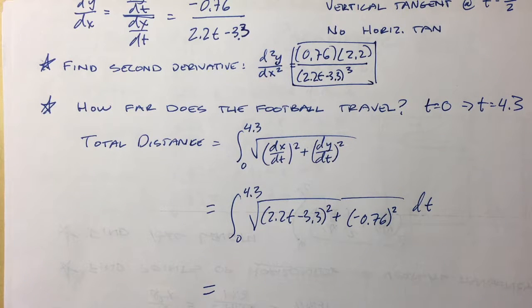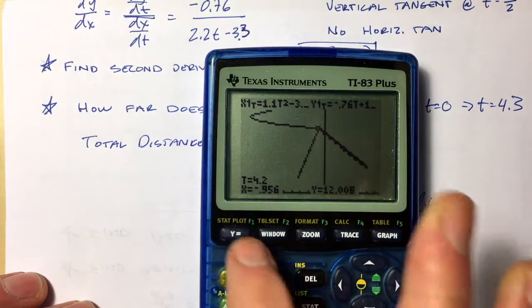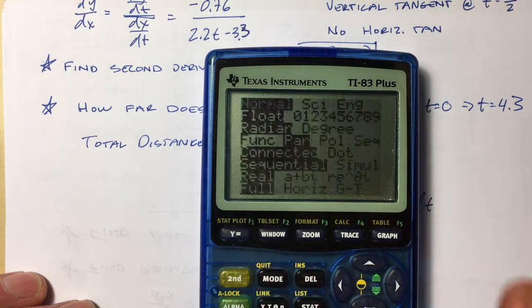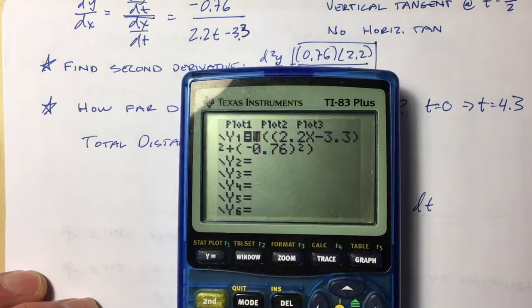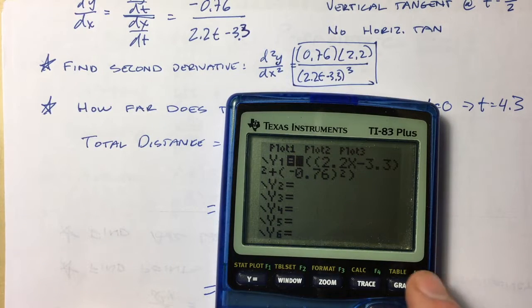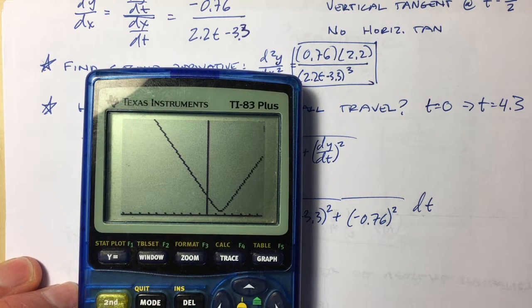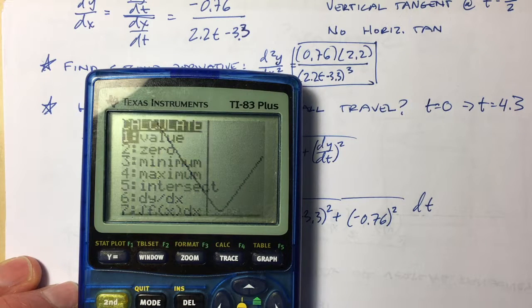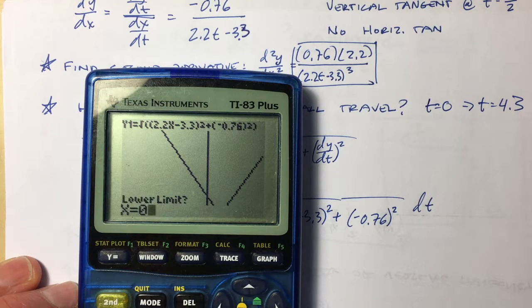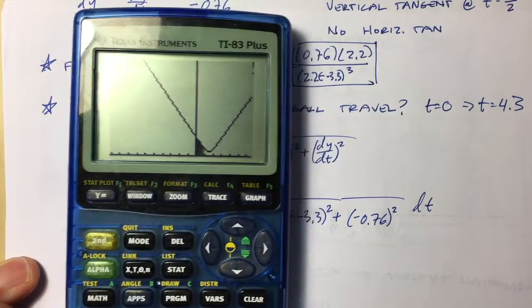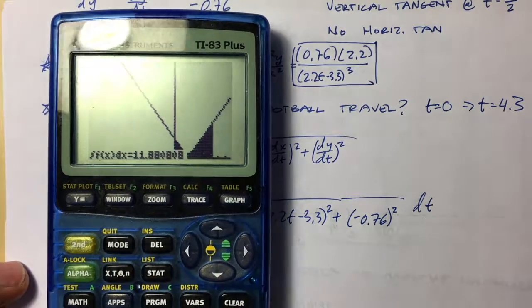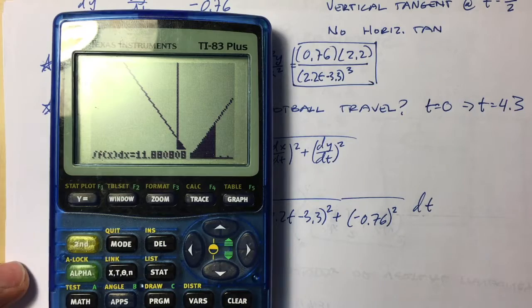Now this one is one that I will definitely do in my calculator. If I just go to my mode and change that to function mode, I've already typed that exact expression in. There it is in my function mode. When I go to the graph, it conveniently shows up on this graph, and then I can have the calculator do the integration. So I just do second trace, hit number 7. I'm going to start at 0 and then go to 4.3, and there is the integration, and lo and behold, that football travels about 11.88 meters.